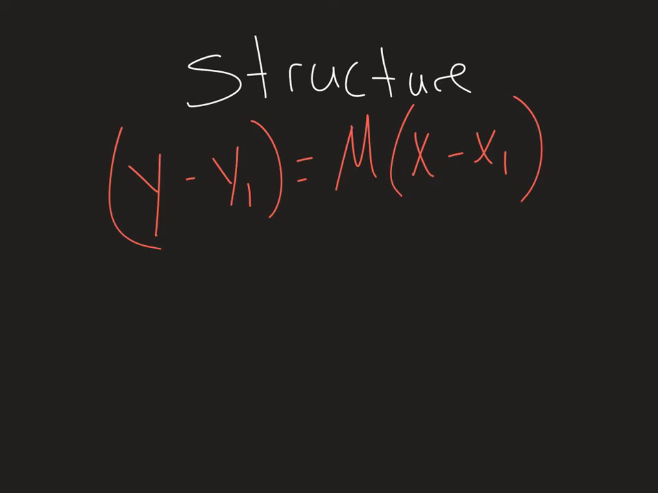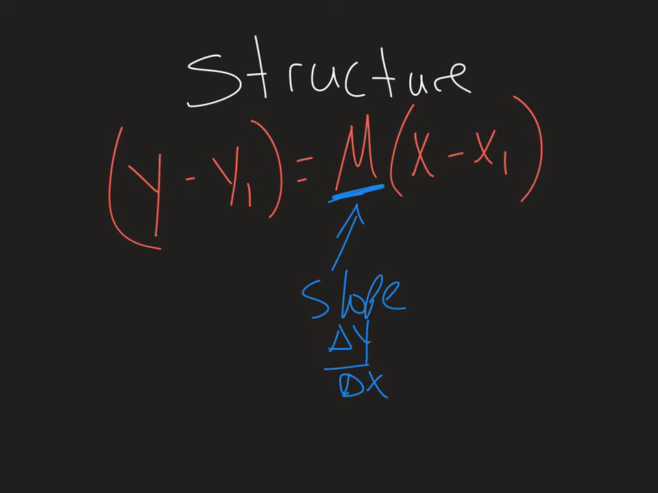Okay, so in this one, let's start with m. m is our slope. That much hasn't changed from slope-intercept form. Slope's also known as rate of change, so our change in y over our change in x. That'll be useful to us.